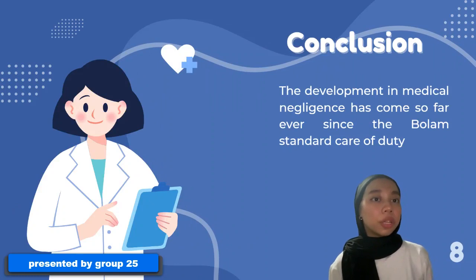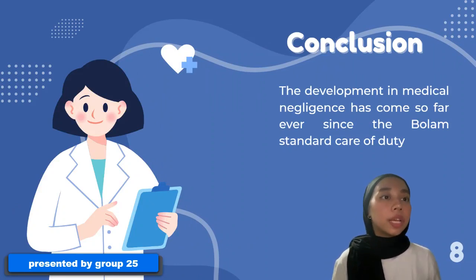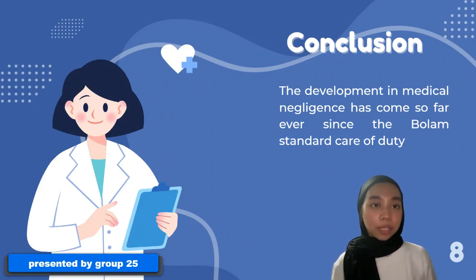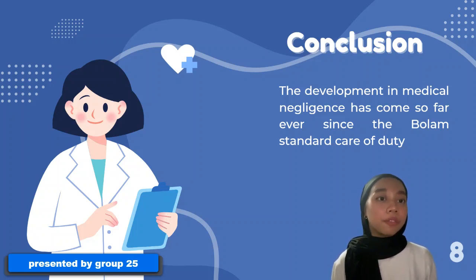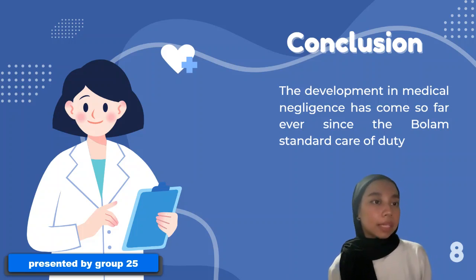So, in conclusion, from the information that we have researched, it is safe to say that medical negligence in both the United Kingdom and Malaysia has developed so much from the first test, which is the Bolam test, up until Montgomery versus Lanarkshire Health Board. Now, let's take a look back at each point and recap them again.